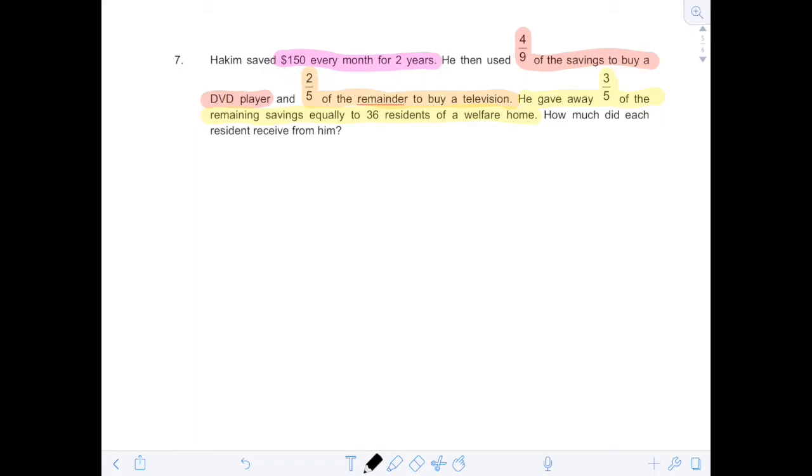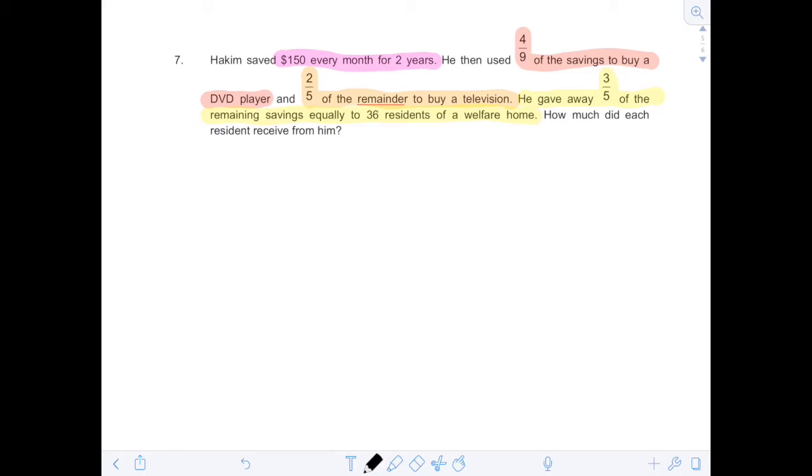$150 every month for 2 years. Now this is an indication of telling you what's the total amount. It does not directly tell you that Hakim saved this big amount of money. It's telling you that he saved 150 every month for 2 years, which means that here you have to do a bit of thinking. How do you find the total amount from this? Each month he saved 150. 1 year has how many months? 12 months. So 2 years altogether has 24 months, right?